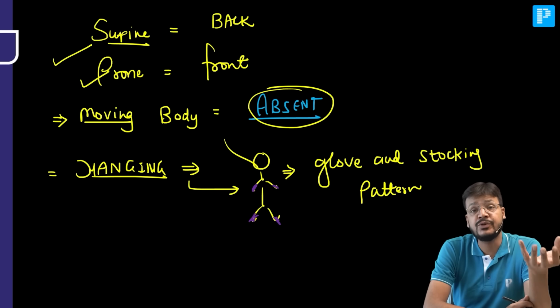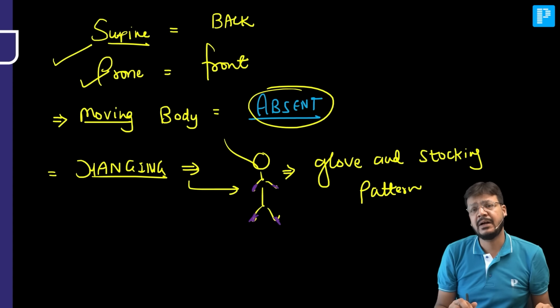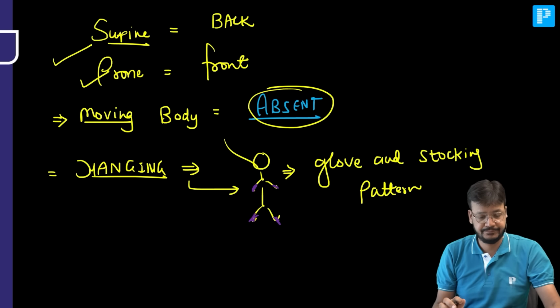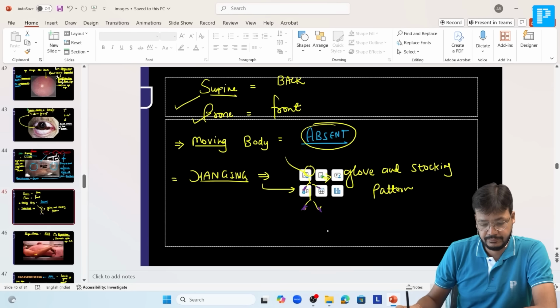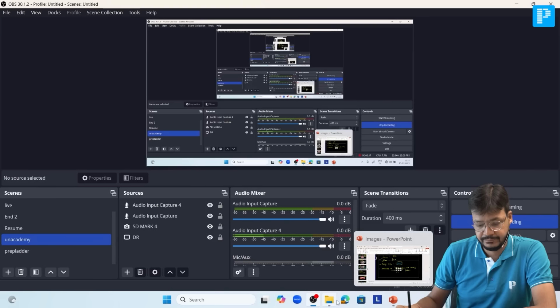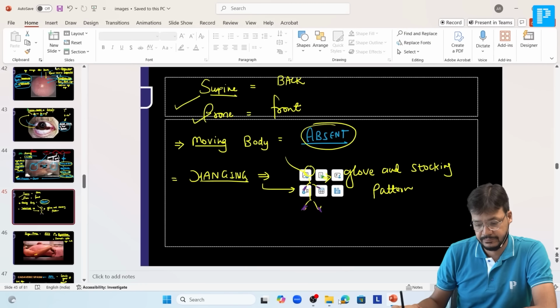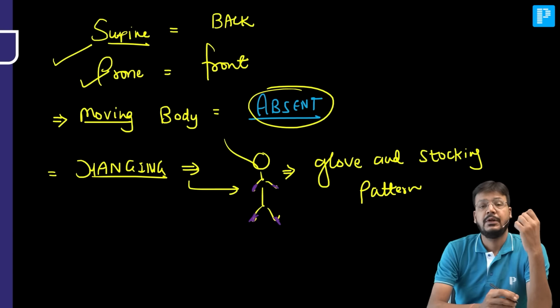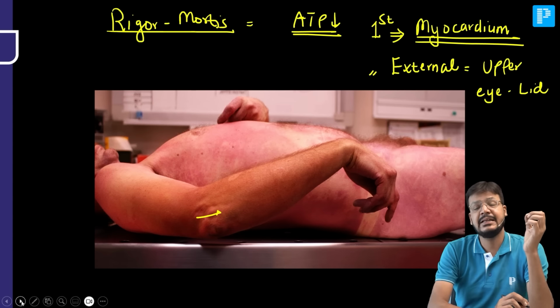If you see what is the position of the body, what is the time since death, these all are decided by postmortem staining. So another very, very important slide is postmortem staining. Now, friends, the next slide is rigor mortis.